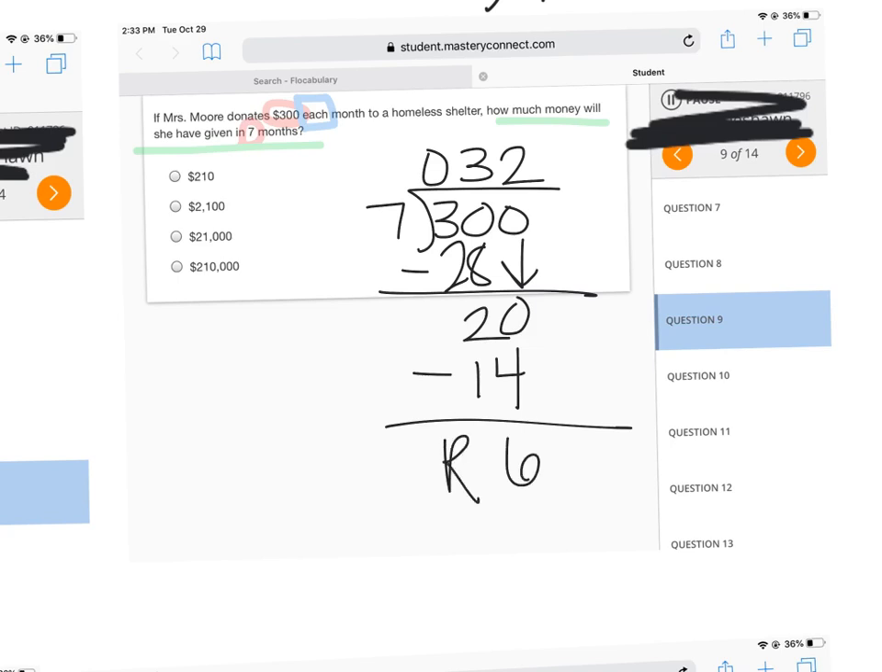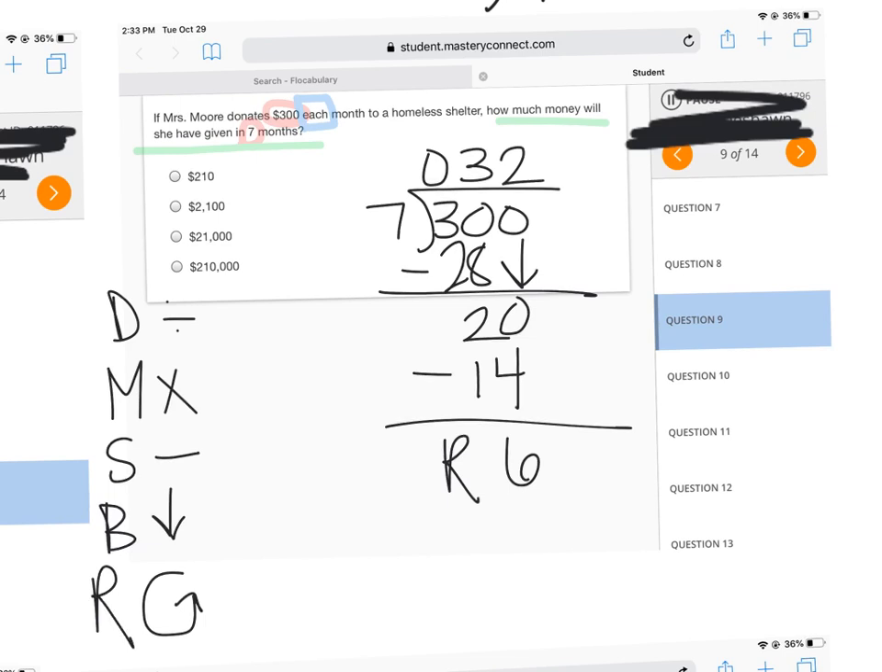Remember, you can use your Addams Family song to remember the steps, which are divide, multiply, subtract, bring it down, repeat. Dad says divide, Mom says multiply, sister says subtract, brother says bring down, Rover says repeat. So I would write those steps down and use those every time.